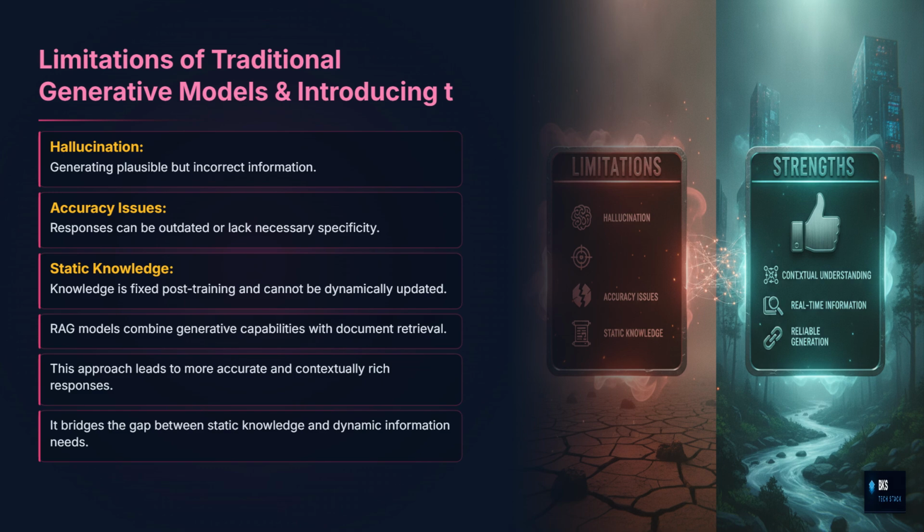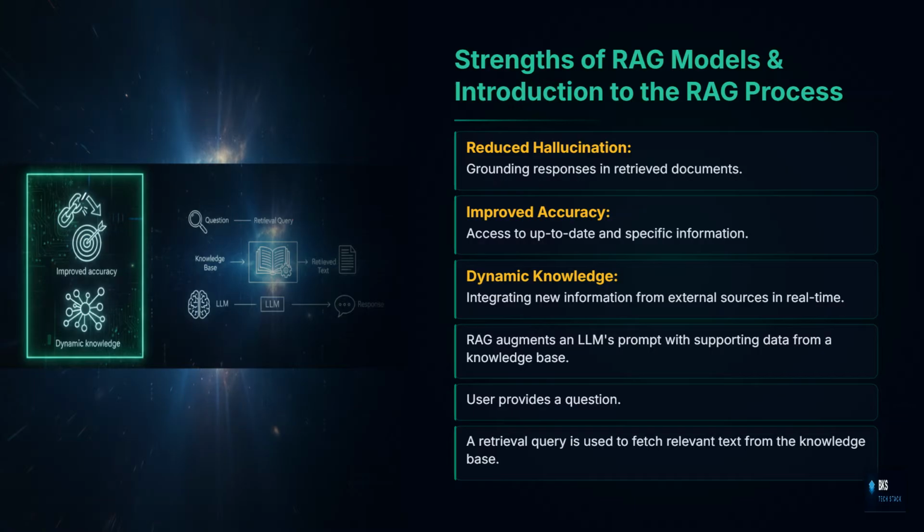This is where Retrieval-Augmented Generation, or RAG, comes in. RAG models smartly combine the power of generative AI with the ability to retrieve information from external sources. The result? Responses that are not only fluent, but also accurate and deeply contextualized, effectively overcoming the limitations of traditional models.